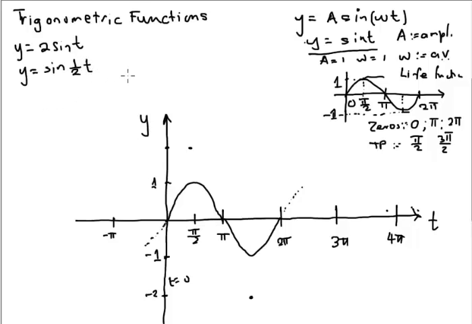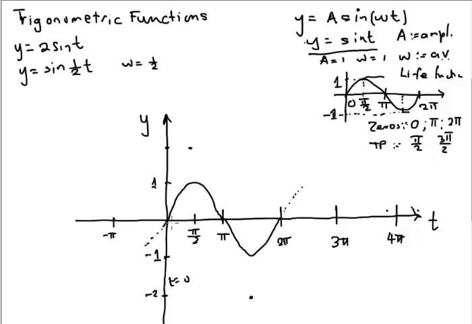So now the angular velocity, omega, is equal to half. We want to see what is going to happen. At this point, we really need to look at our zeros and turning points very carefully. Let's check what's going to happen.